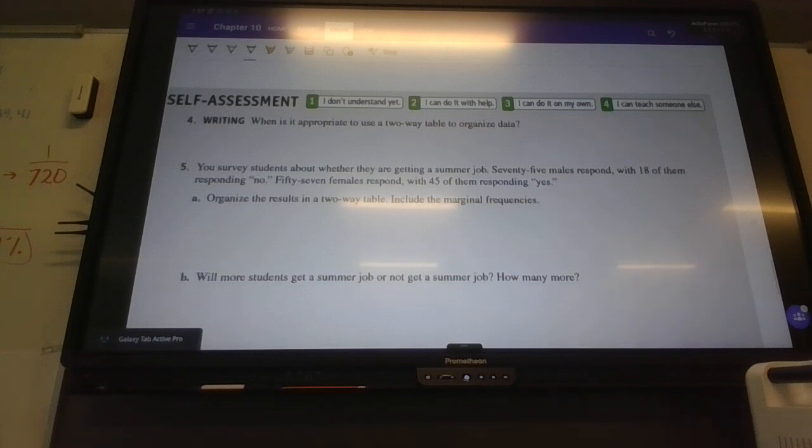It's actually really difficult to set up two-way tables. I'm going to start with the headings for you and give you some time to do the numbers.